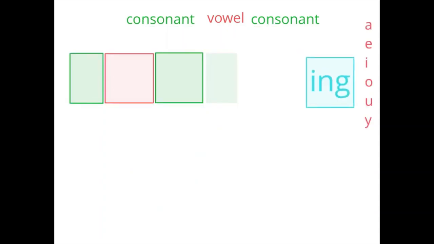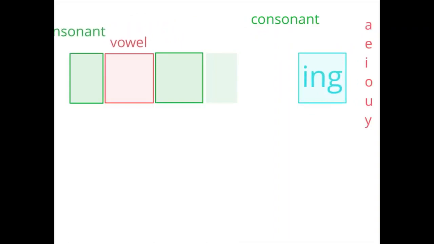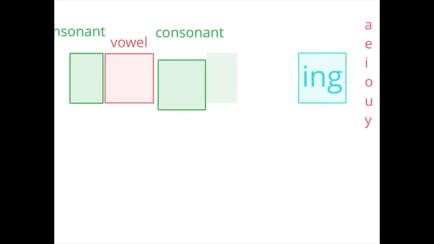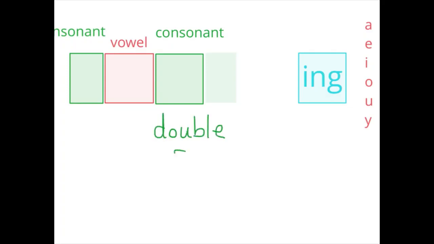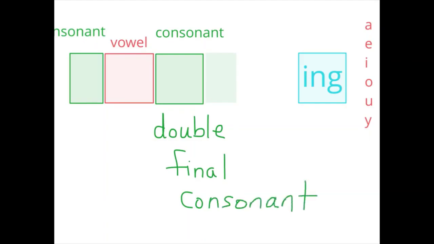When we are adding ing to a verb that is a consonant, vowel, consonant word, we are going to take this consonant and we are going to add another one. We call that doubling. We say we double the final consonant. Final means the last one at the end of the word. Double means times 2.